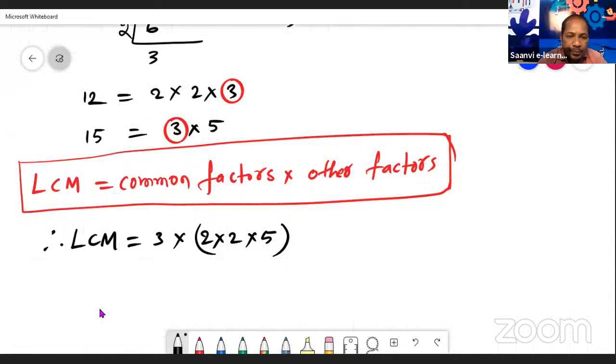So now multiply them. 3 2s are 6, 6 2s are 12, 12 5s are 60. So the LCM of 12 and 15 is 60. Okay, children, this is the way of finding LCM by prime factorization method. It is very useful in your higher classes.